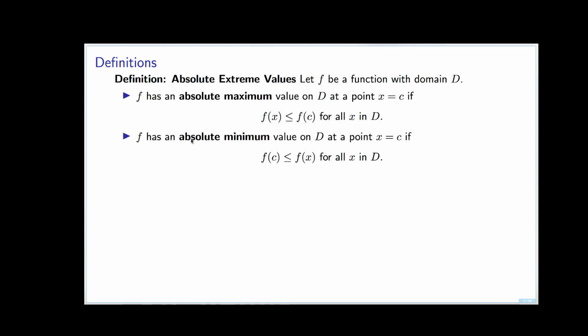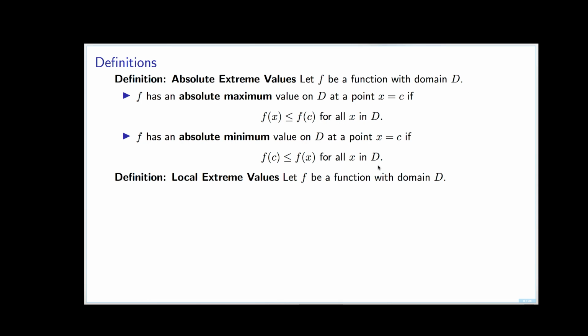Similarly, f has an absolute min at x equals c if f of c is our smallest value throughout the domain, or if f of c is less than or equal to f of x for all x in our domain D. Next, we'll define our local or relative extreme values.